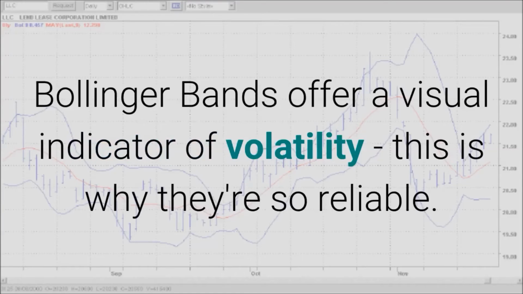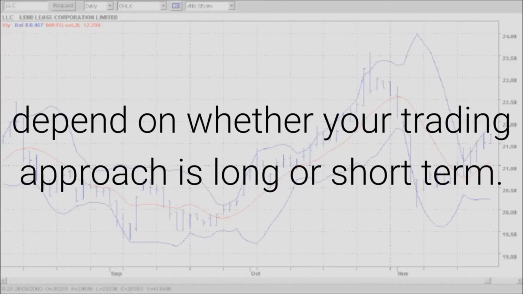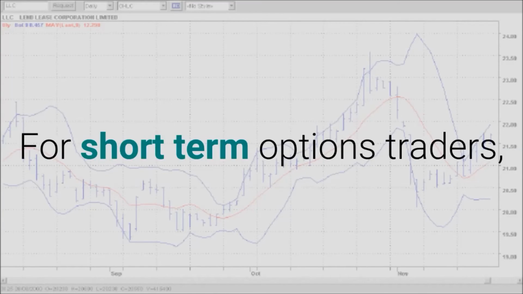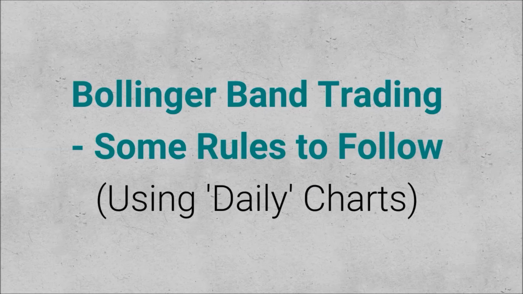Bollinger Bands offer a visual indicator of volatility. This is why they're so reliable. The term you choose for your Bollingers will depend on whether your trading approach is long or short-term. For short-term options traders, I have found a 9-day term the most useful. So let's put it all together by looking at some rules to follow for successful Bollinger Band trading.